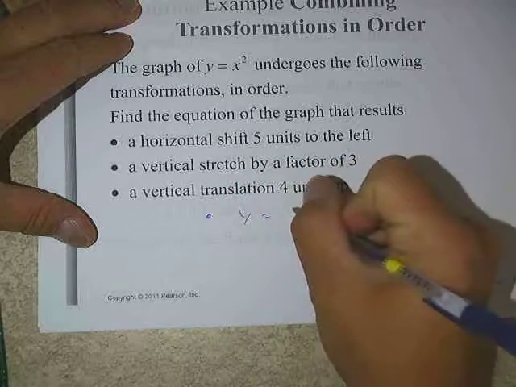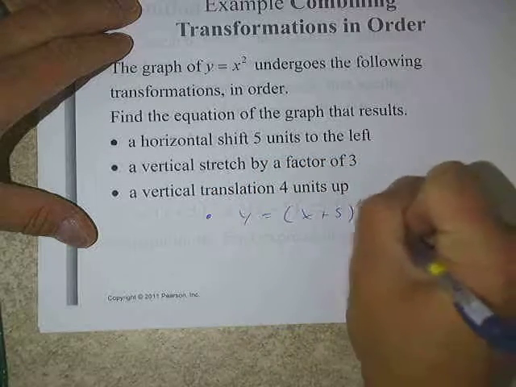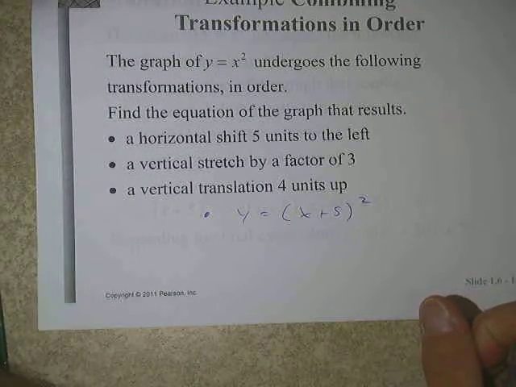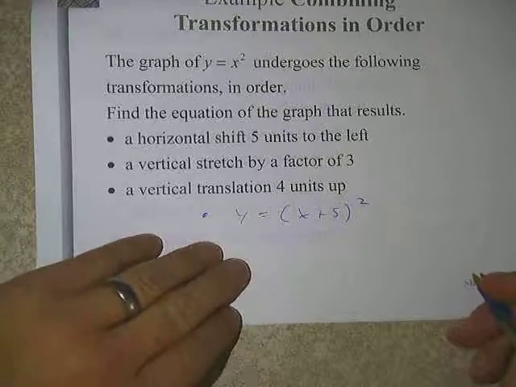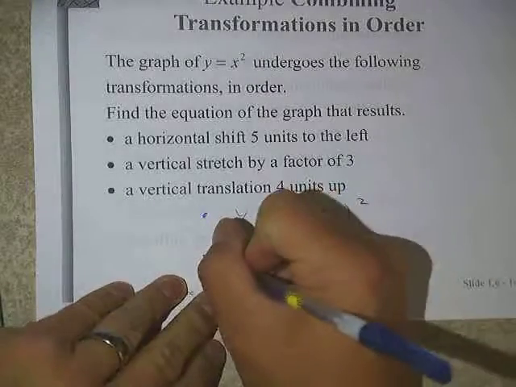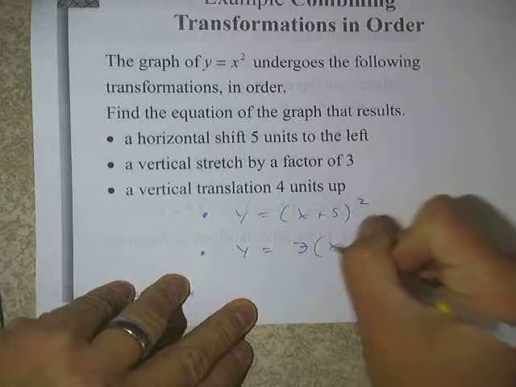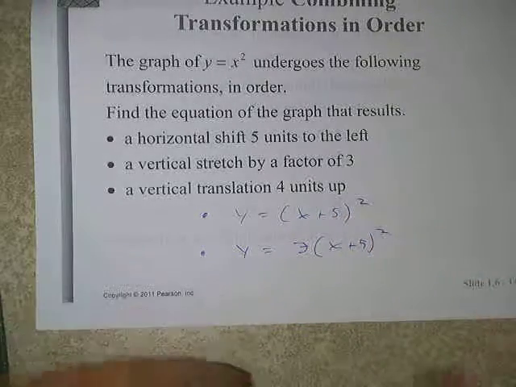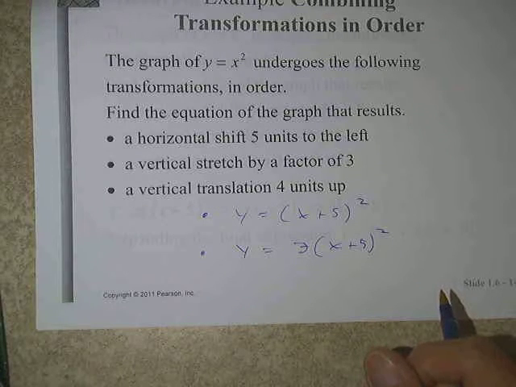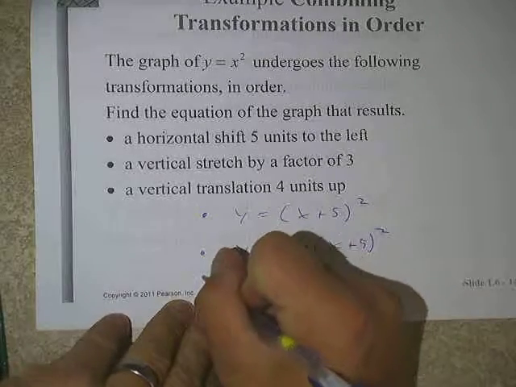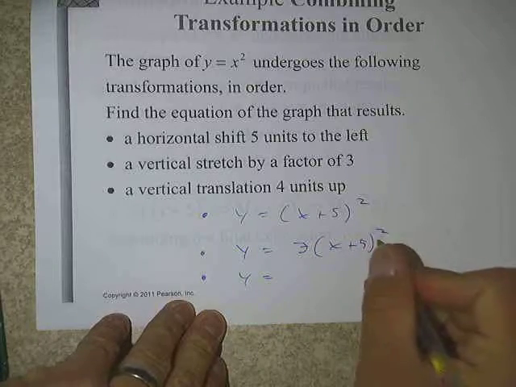So let's start with the first one. They ask us to do it in this order, a horizontal shift of 5 units to the left. So if we do that for bullet 1, if you will, we're going to have x plus 5 squared. That would create a horizontal shift left. All right, and then for bullet 2, it says we want a vertical stretch by a factor of 3. Vertical stretch by a factor of 3 is just going to be 3 times that whole function that I just wrote. We already have the parentheses in it, so we don't need to add new parentheses.